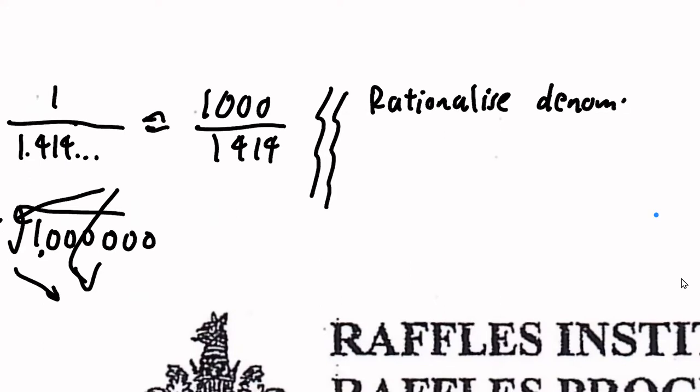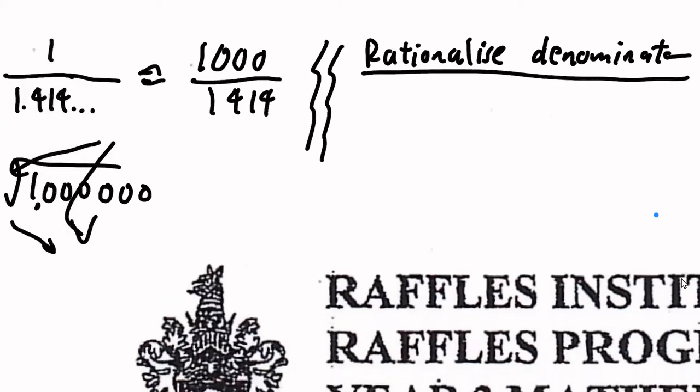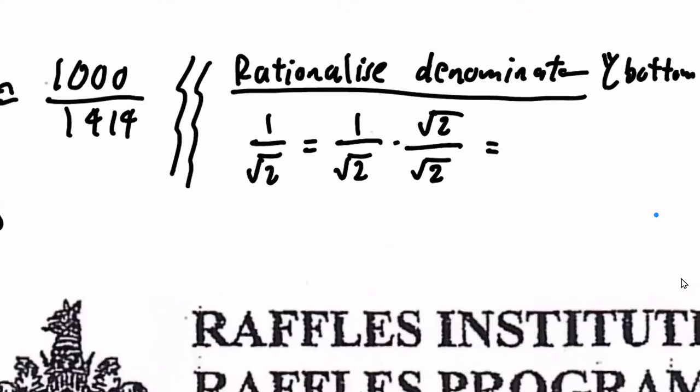Denominator, I hope you know what a denominator is. A fraction has a top and a bottom, and the denominator is the bottom part. So 1 over square root of 2 is actually the same as 1 over square root 2, but you multiply top and bottom by square root 2. Agree? Then the numerator is just square root of 2.